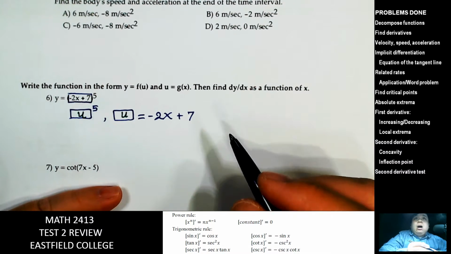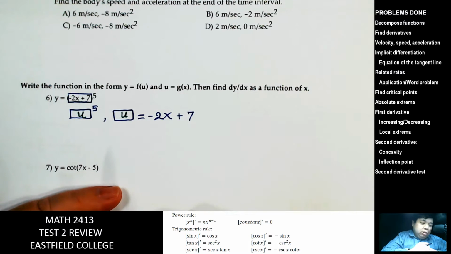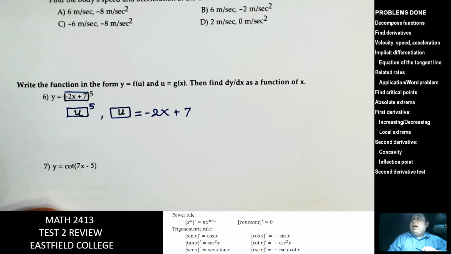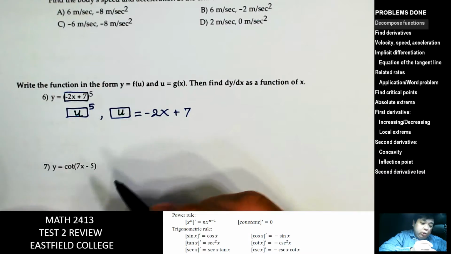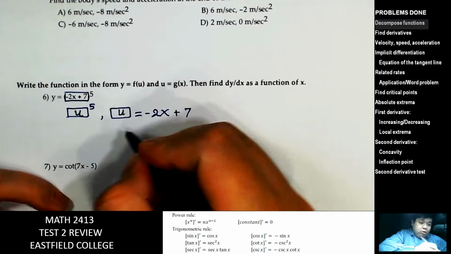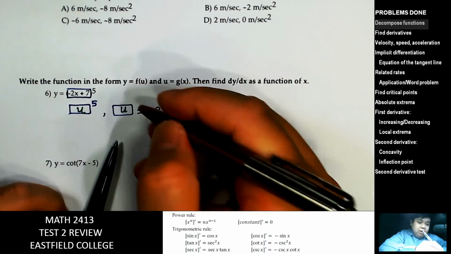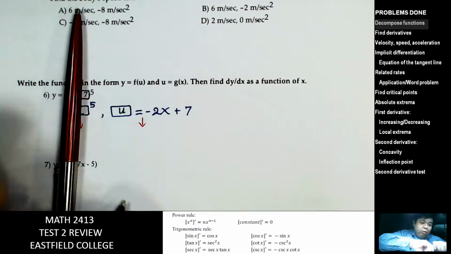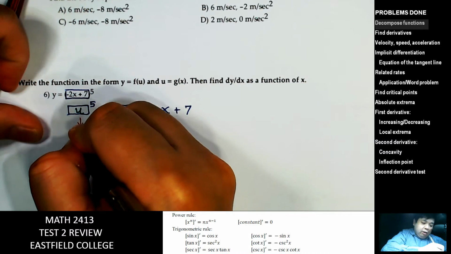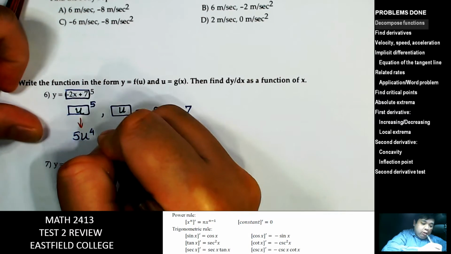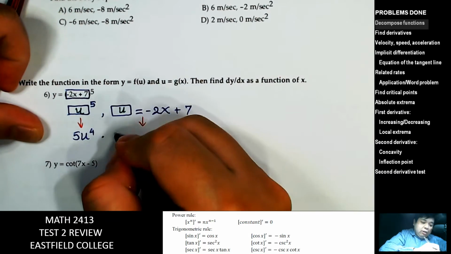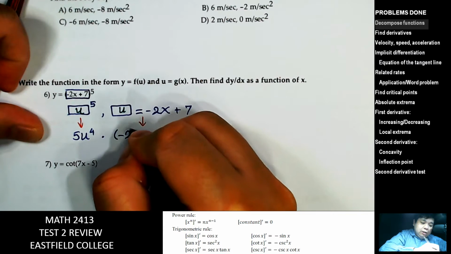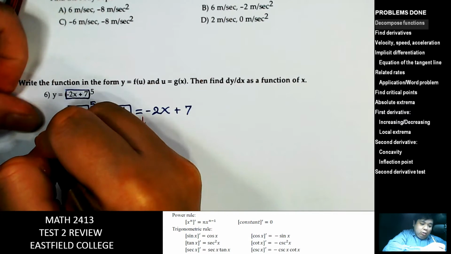Right. The first one we don't have to do the topic that we have here. We don't have to find the derivative. But if we do, like in this case, we do need to find the derivative. Then we'll take derivative of each one. Let's take derivative of both. Derivative of u to the 5th, 5u to the 4th power, and multiply negative 2. And that is derivative.